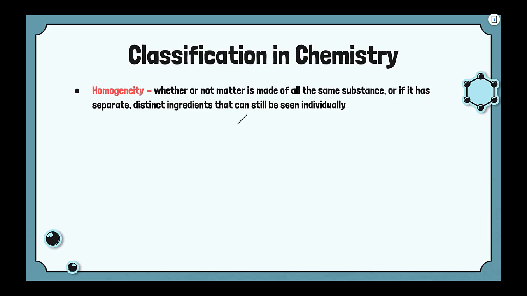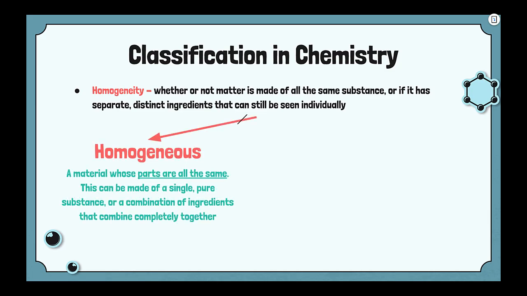Classification begins with the understanding of the concept of homogeneity. Homogeneity is whether or not matter is made up of all the same substance, or if it has separate, distinct ingredients that can still be seen individually. You can almost imagine this as how well something is mixed together. Some things will mix together completely, other combinations will not.